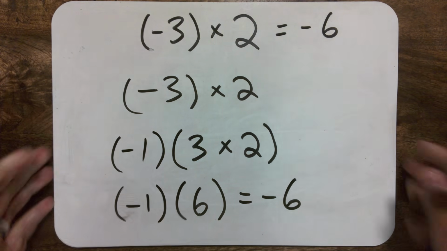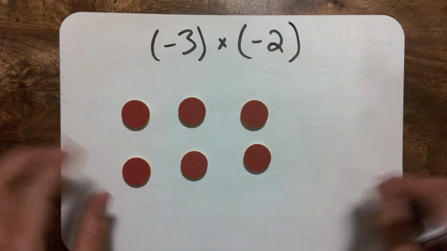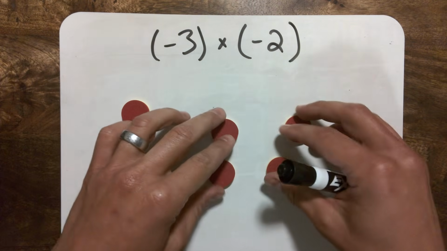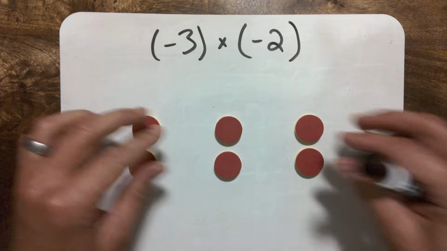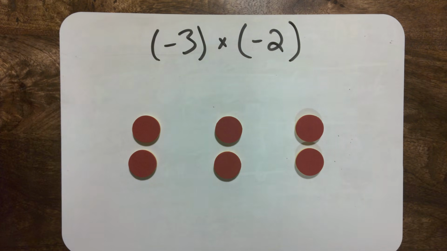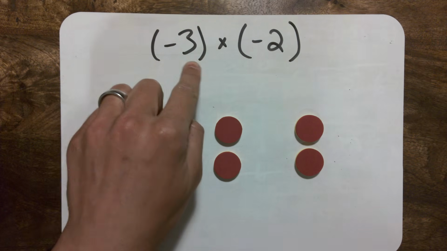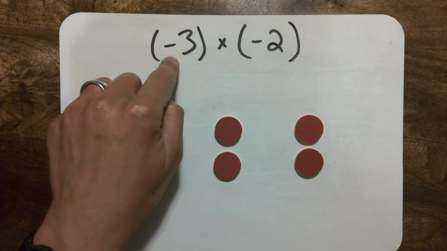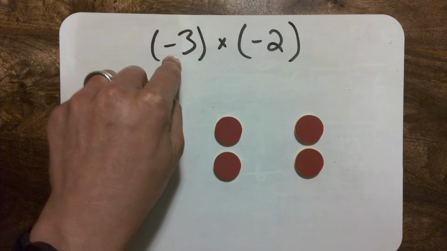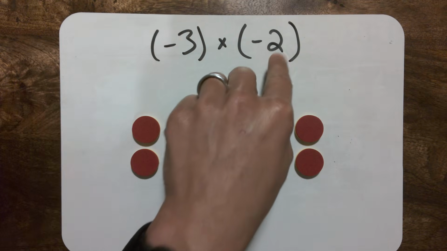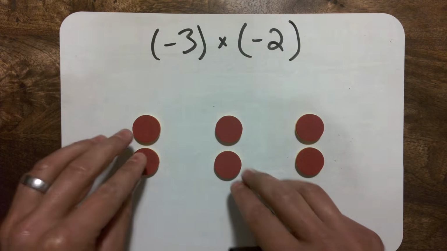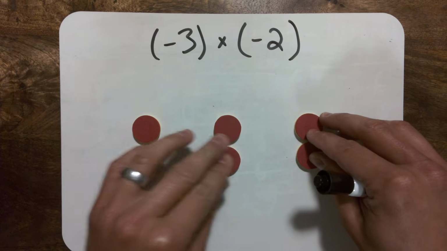And then the last variation that we'll look at is just going to have two negative signs in there, for both multipliers. Okay, so this will be kind of a combination of both the previous ones that we looked at. All right, so we want the opposite of 3 groups that each have a size of negative 2. So we're going to start with 3 groups that have a size of negative 2.